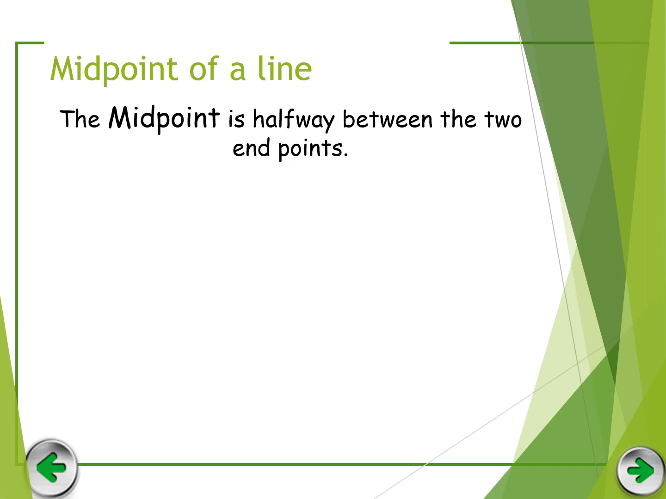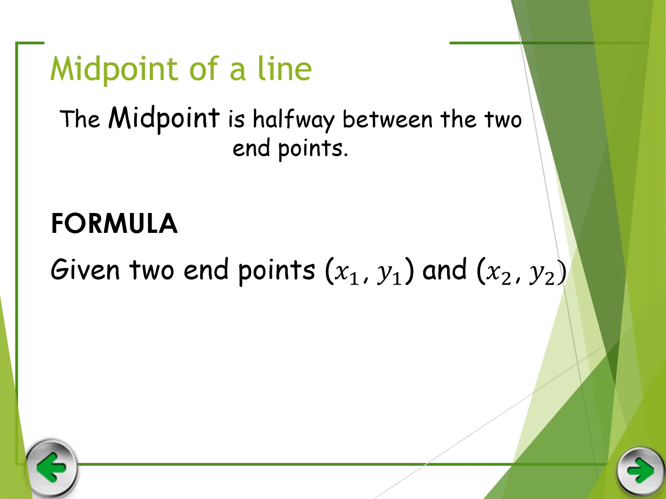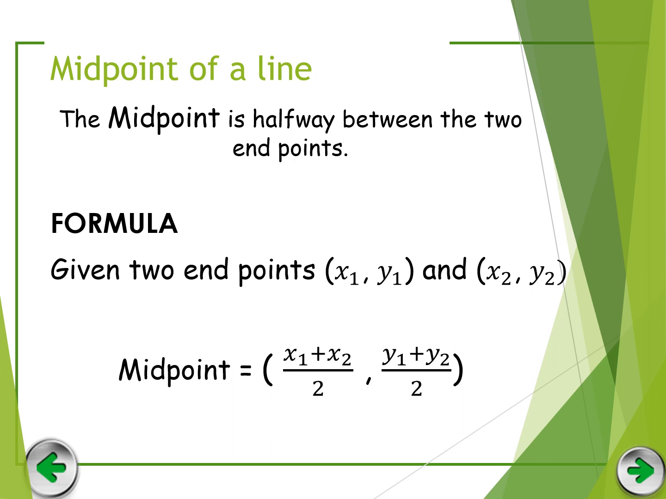What's the midpoint? It is halfway between the two endpoints. And the formula is, given two sets of coordinates, or two endpoints, x1, y1, x2, y2, we find half of the sum of the two x terms, and half of the sum of the two y terms.